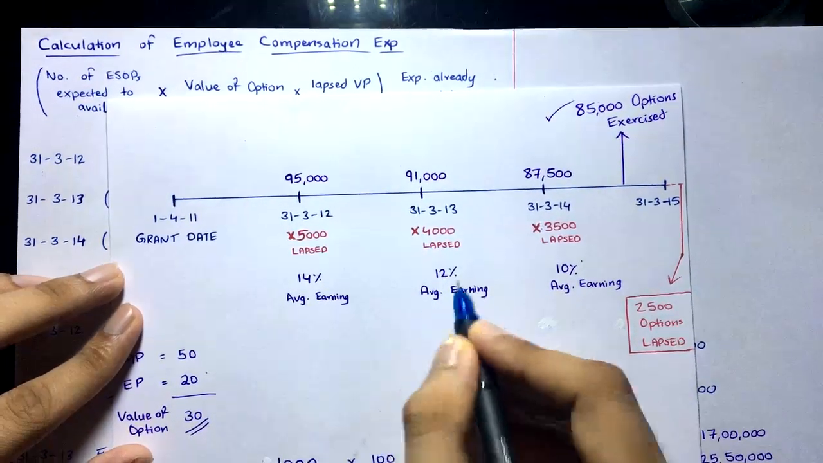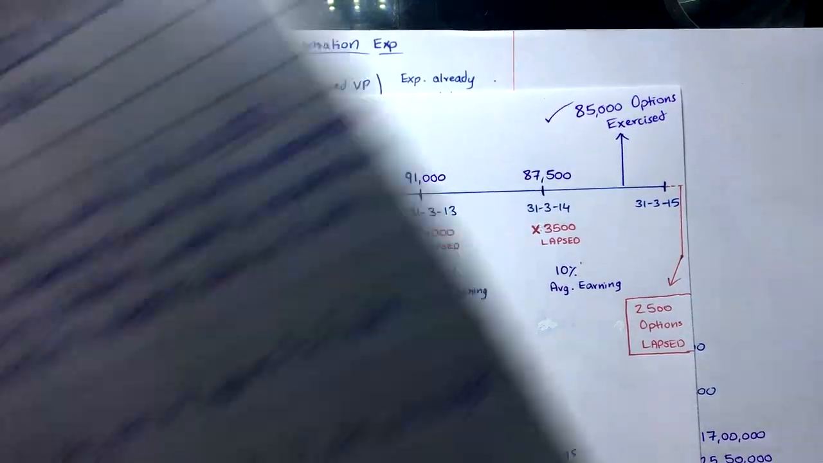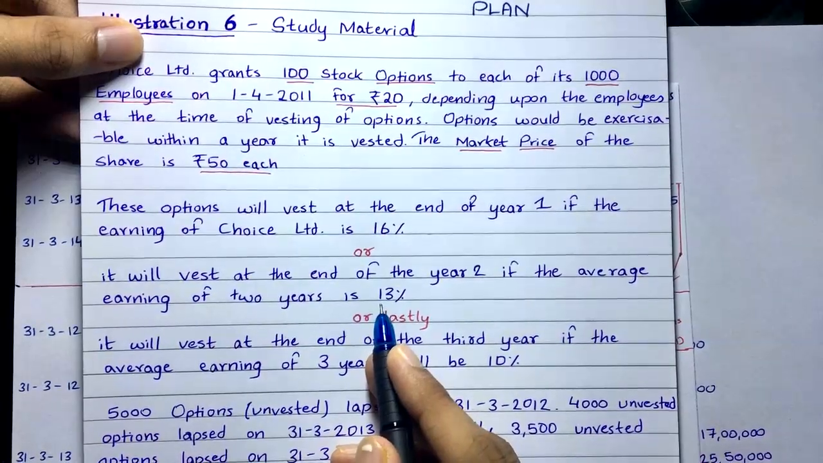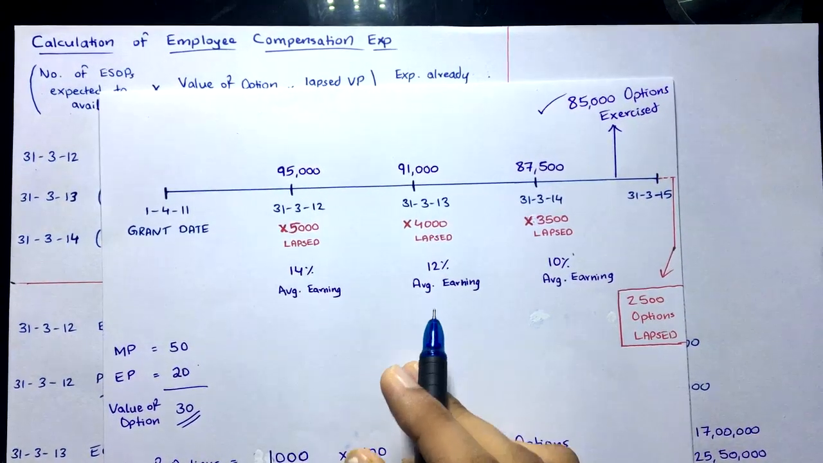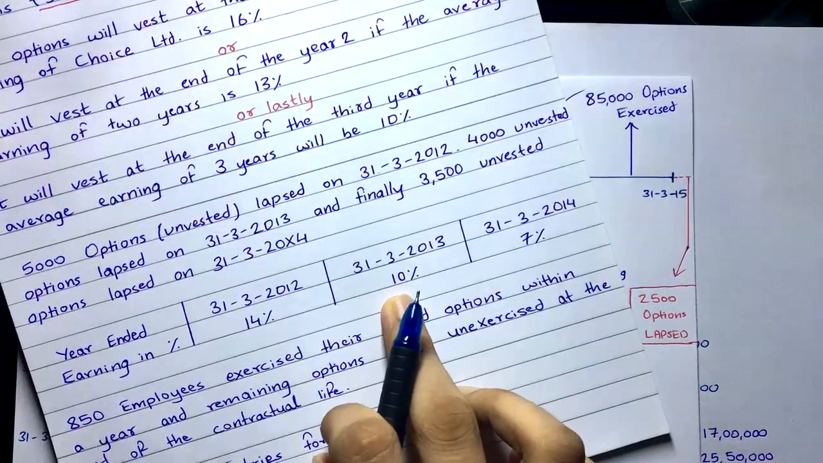And we also have not achieved the target. Yeah, the target was what? At the end of year 2, if the average earning of 2 years is 13%, then we might achieve the target. But the average earning we calculated, right? The average earning is 12%, isn't it? 14% plus 10%, that is equal to what?